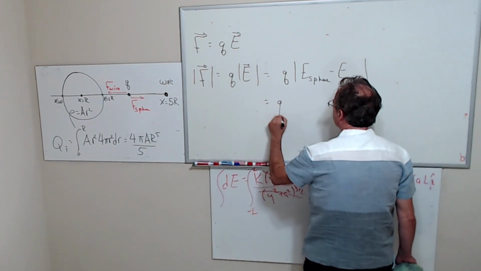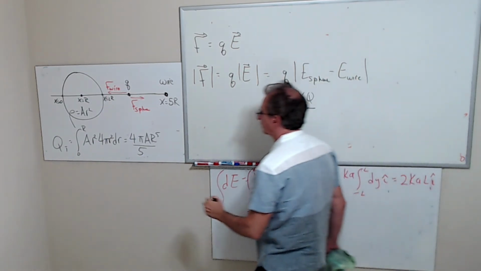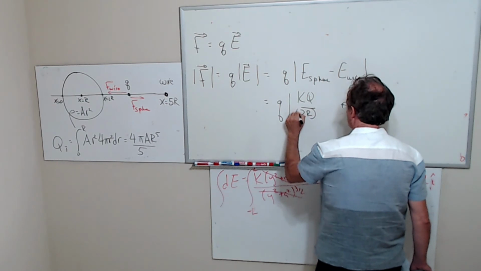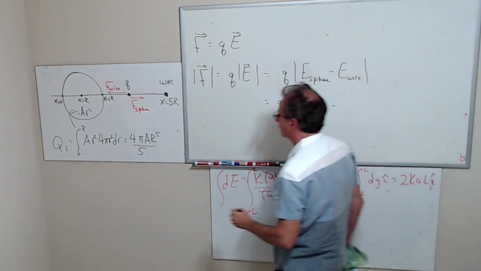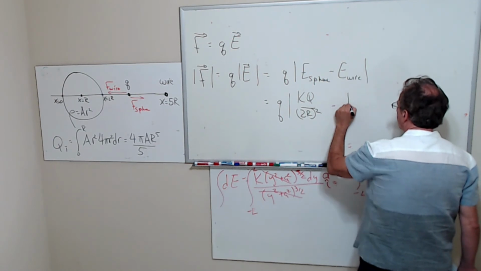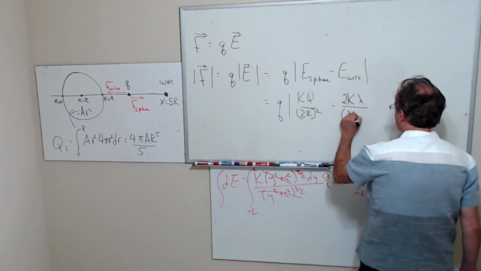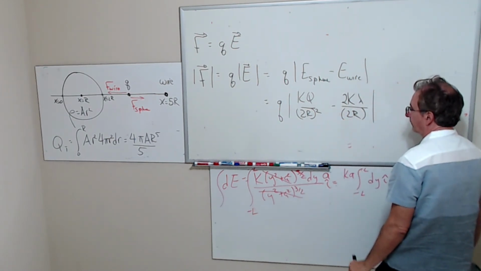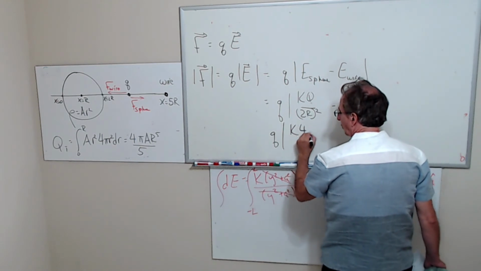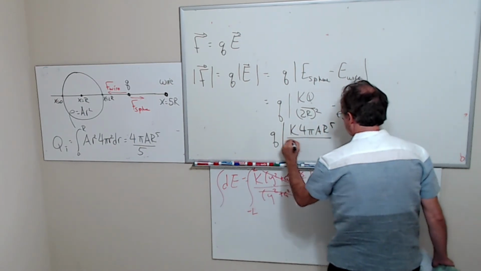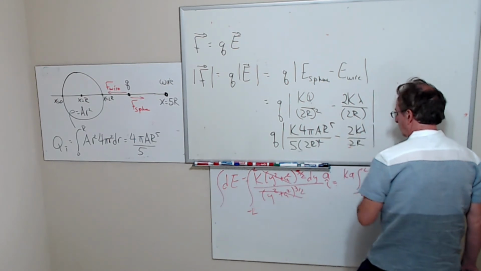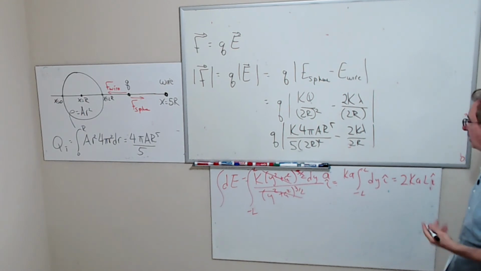Since you're outside the sphere, the electric field due to the sphere is just K Q over the distance squared, and the distance from here to here is just going to be 2R. And the distance from here to here is just going to be 2R. And the field due to a wire is going to be 2K lambda over R. Now I've got to substitute my value for Q in there, which is 4 pi A R to the 5th. Okay, that's my answer. You don't have to simplify it anymore.